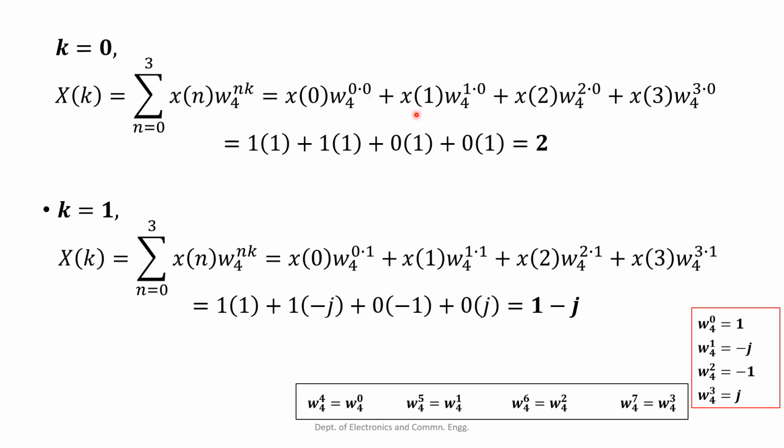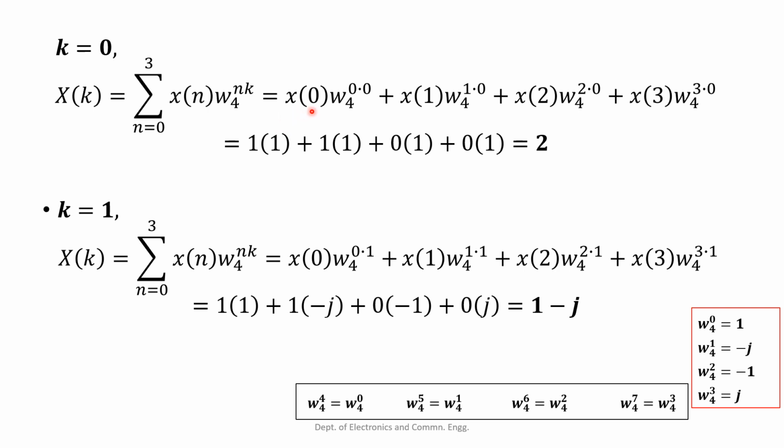Second part, k will remain 0 throughout this calculation. That is not going to change with respect to this particular calculation at k is equal to 0. Therefore in the next point n is going to increment by 1. Therefore x of 1 omega 4, n is now equal to 1, k still remains 0. Similarly x of 2 omega 4 power 2 into 0, x of 3 omega 4 power 3 into 0 we are going to have. We are going to make a substitution to all of this.